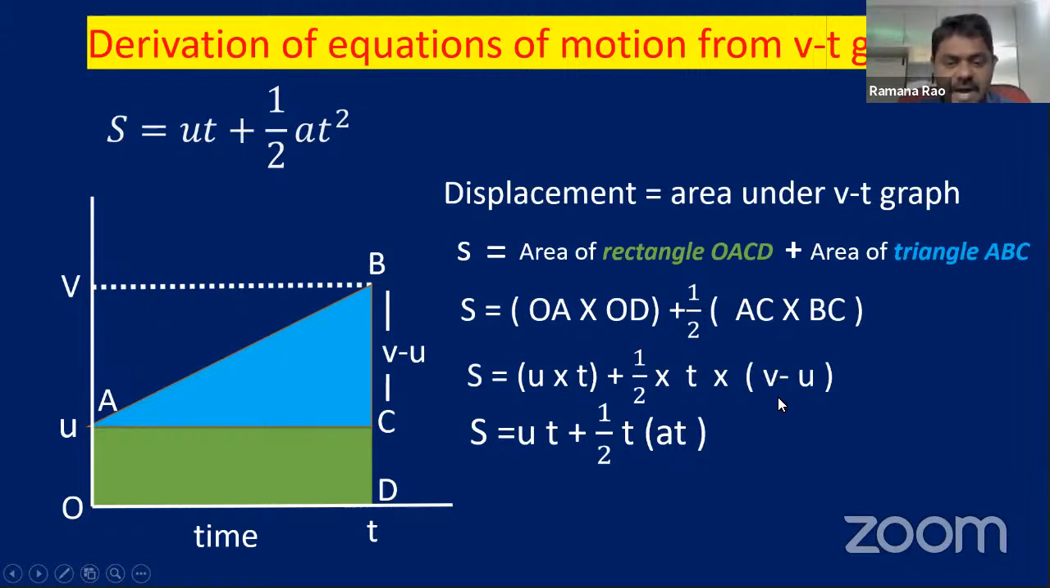So that is ut plus half t into, from the first equation of motion, you can write v minus u is equal to at. So we already discussed v minus u is going to be equal to at. How is v minus u equal to at? Let us see once. As you know, the equation of motion is v is equal to u plus at. From that you can write time is equal to v minus u by a.